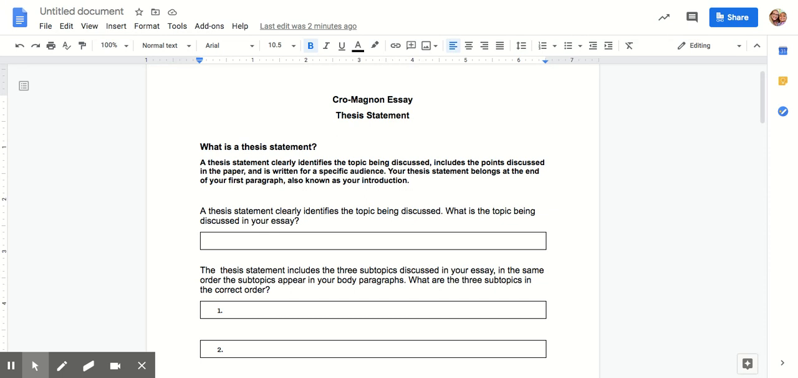So I want you to think right now, what is the topic of this paper? A thesis statement clearly identifies the topic being discussed. So right here, please write the answer to what is the topic being discussed in your essay. You're going to go ahead and write the topic of this essay right here. It does not need to be a complete sentence.